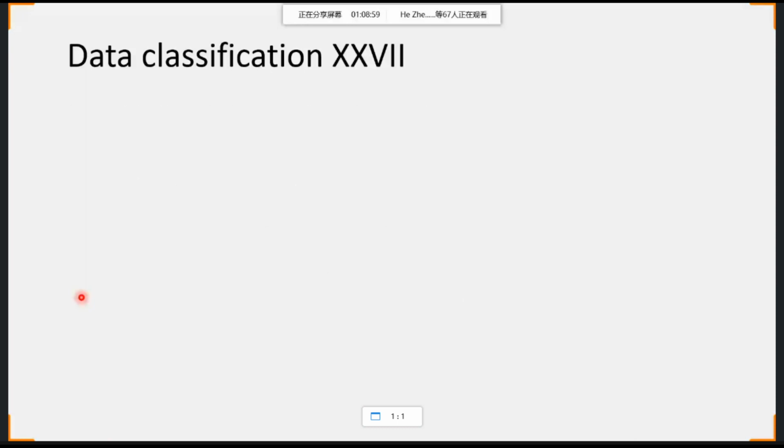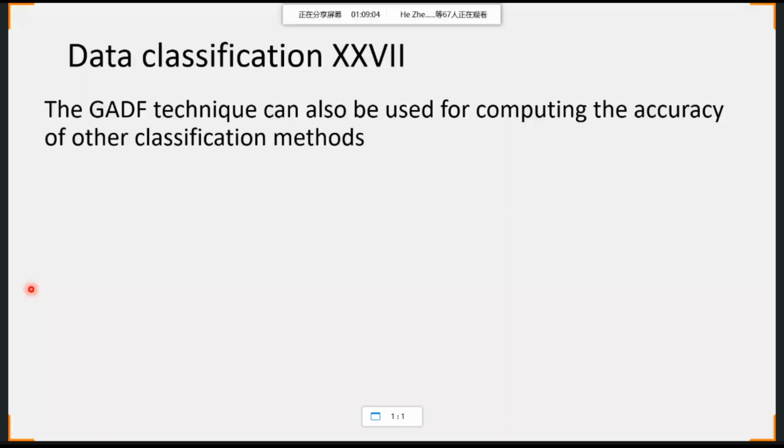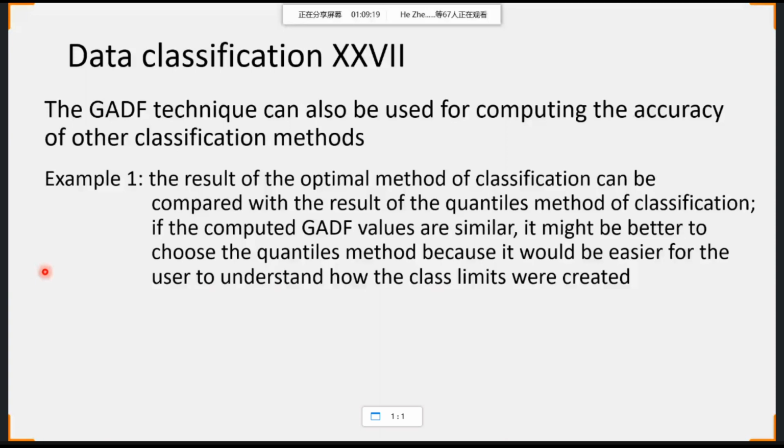Now, I've just mentioned the GADF technique can also be used for computing the accuracy of other classification methods. And this is, of course, very interesting now for us because we can better compare the different classification methods. The first example: the result of the optimal method of classification can be compared with the result of the quantized method of classification. If the computed GADF values are similar, it might be better to choose the quantized method because it would be easier for the user to understand how the class limits were created.